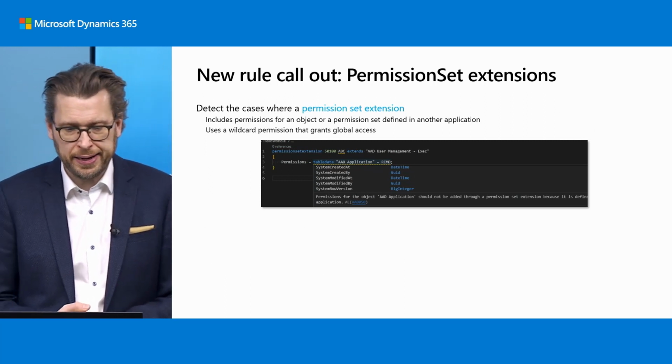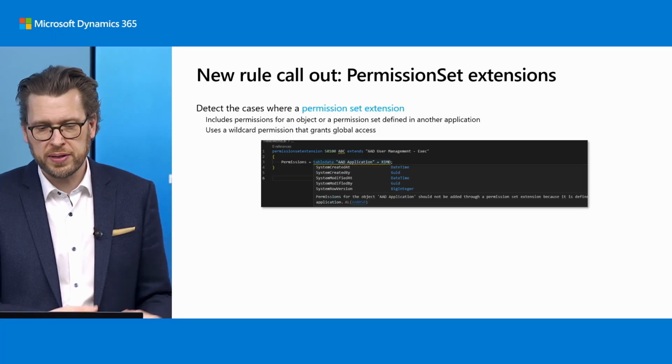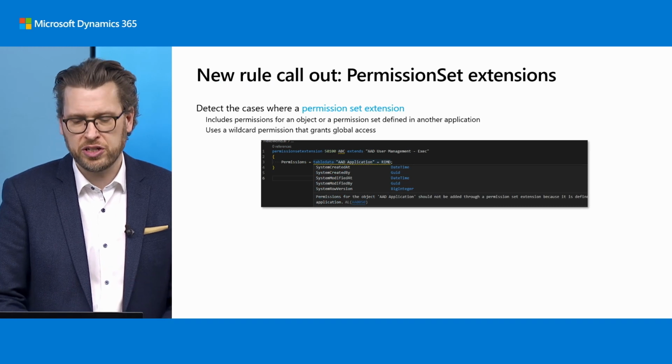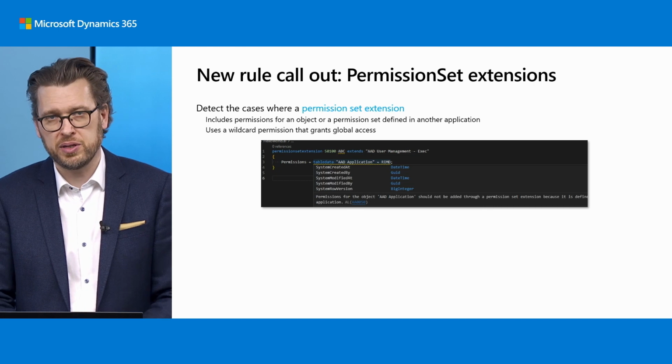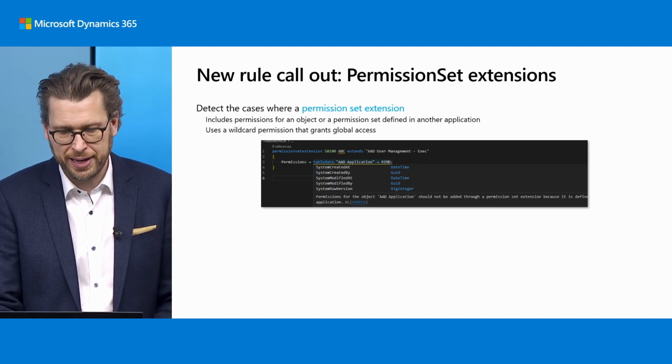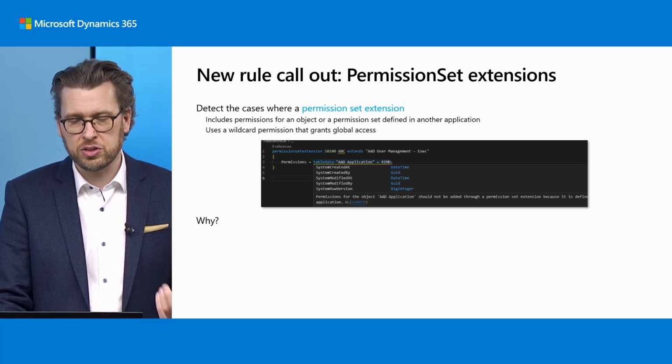So basically, when you create a permission set extension, you can include permissions in that extension for an object or for a permission set that is defined in another application that you reference. So you can basically pull in or grant additional permissions. You can also use a wildcard permission that basically grants global access. And we're now detecting that with these new rules.